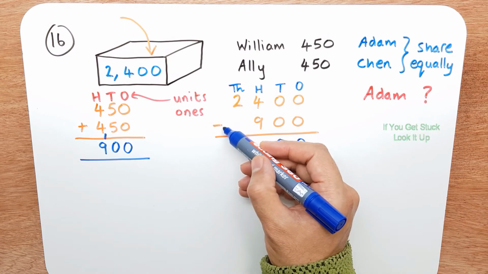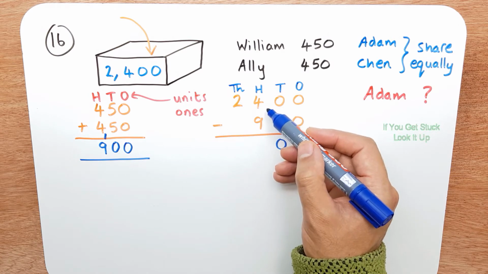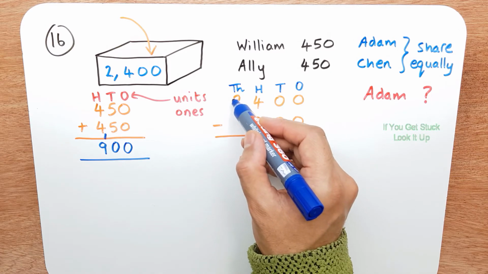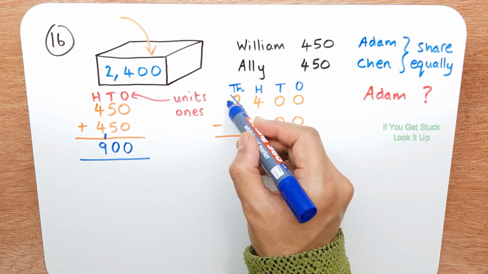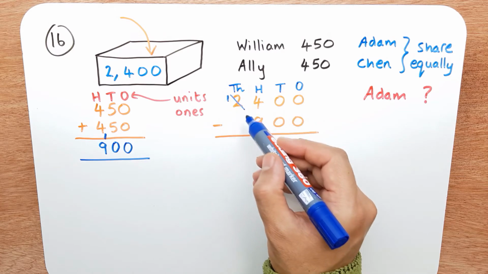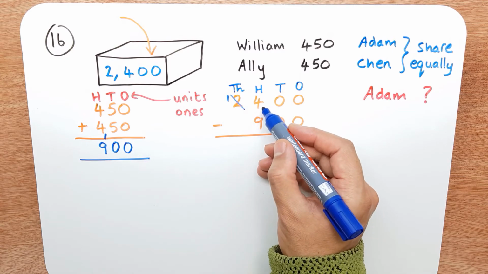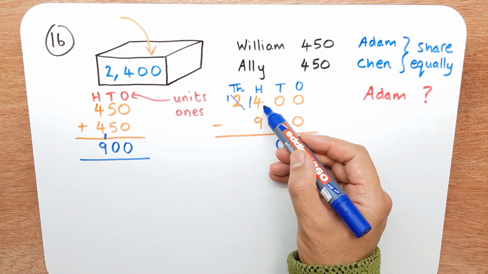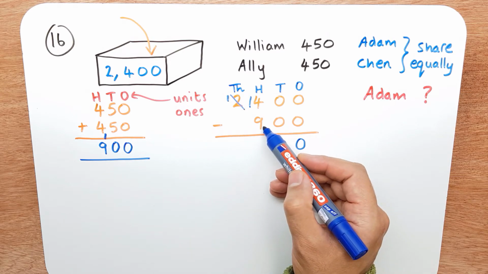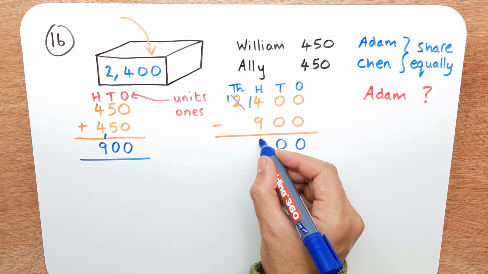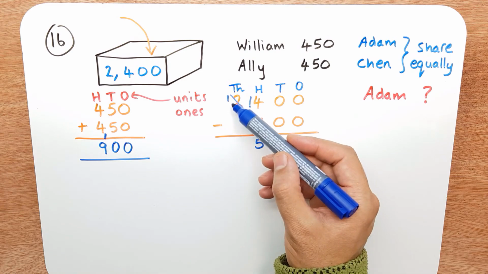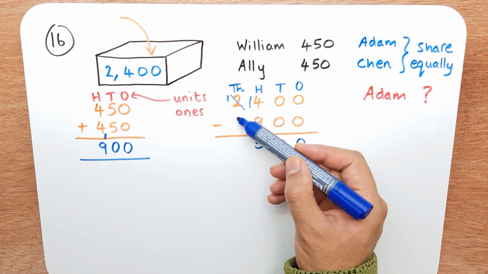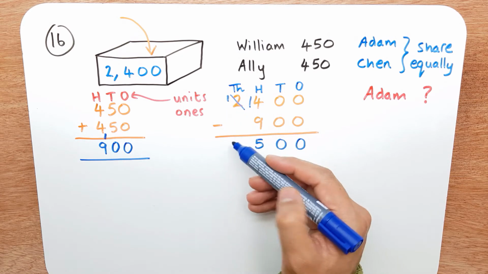4 take away 9. We've not got enough, so we have to go to the neighbour and borrow 1. So we cross out this 2. The 2 becomes a 1. And the 1 we've borrowed turns this 4 into 14. So now it's 14 take away 9, which is 5. And finally, in the thousands column, we have 1 take away. There's nothing here, so it's 1 take away nothing, which is 1.